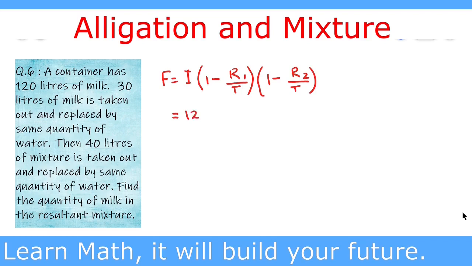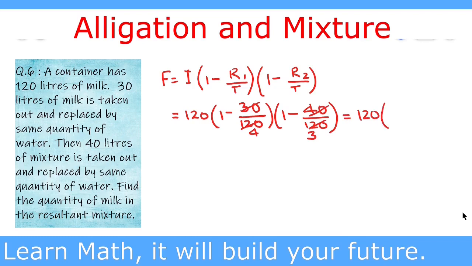So we write 120 into 1 minus, in the first case it was 30 liters, so we write 30 upon 120, and in the second case it was 40 liters, so we write 40 upon 120. Now 30 goes into 120 four times and 40 goes into 120 three times. So this gives us 120 into 1 minus 1 upon 4, which is 3 upon 4, and 1 minus 1 upon 3 is 2 upon 3.